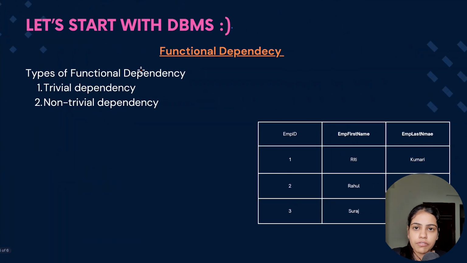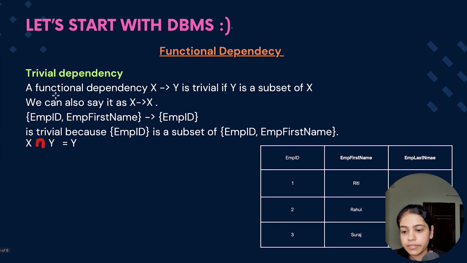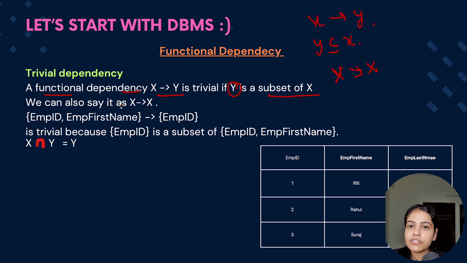Now, what are the types of functional dependency? There are two types: one is trivial and the second is non-trivial. There are more, but for now we need to know only these two. So let's see what is trivial. A functional dependency X determines Y is trivial if Y is a subset of X. So it says that if Y is a subset of X, X can determine Y and X can also determine itself, that is X. So this particular dependency is always valid.